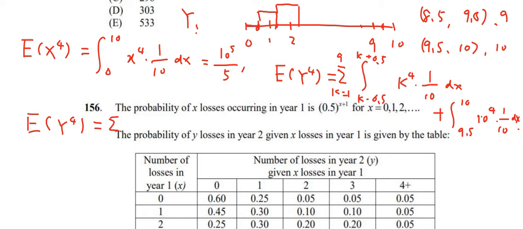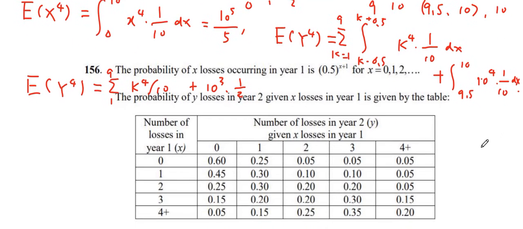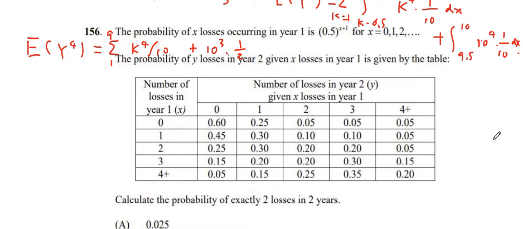So this equals the summation of k^4/10, just k^4/10, with k from 1 to 9. Then plus, so here is 10^4/10, 10 to the 4th, so multiplied by half. Okay. So problem 156.